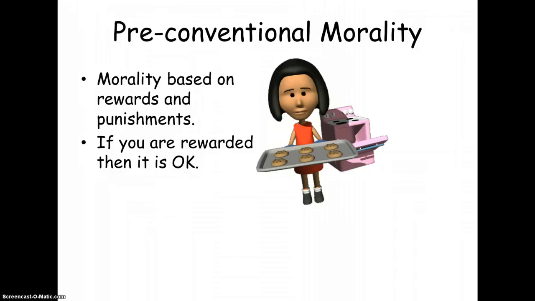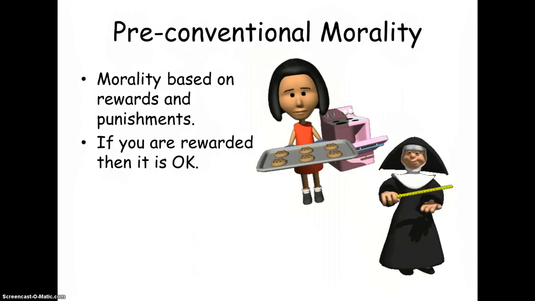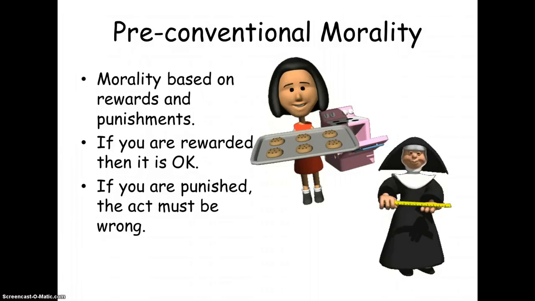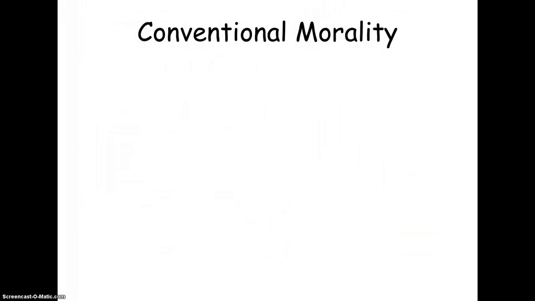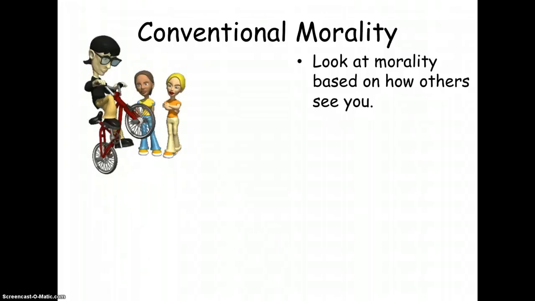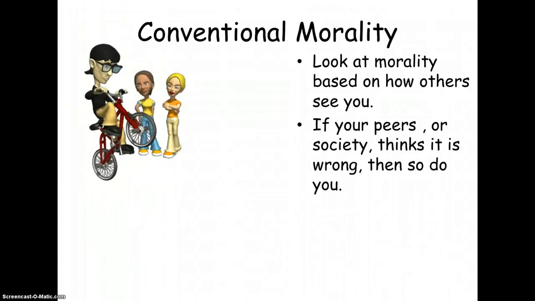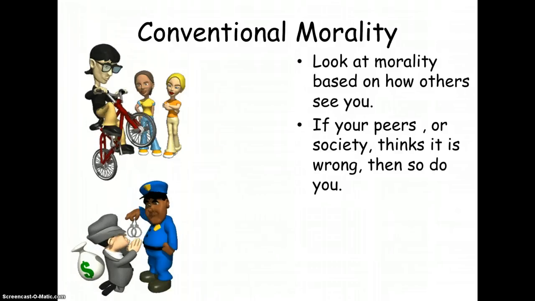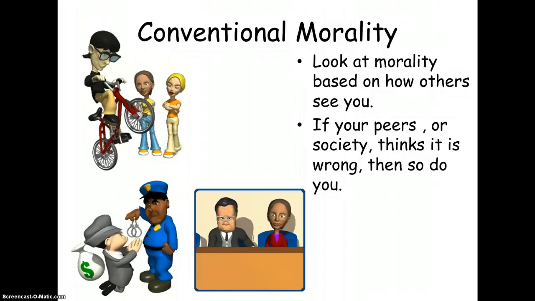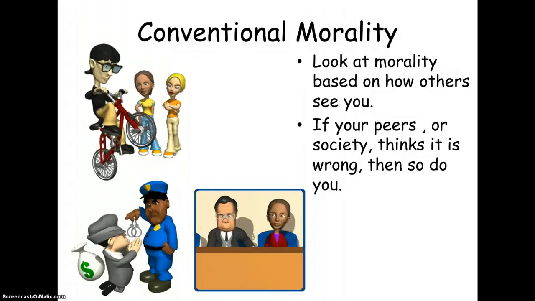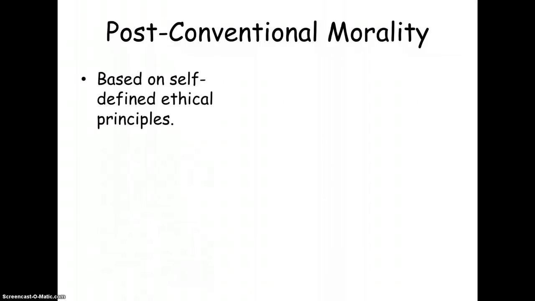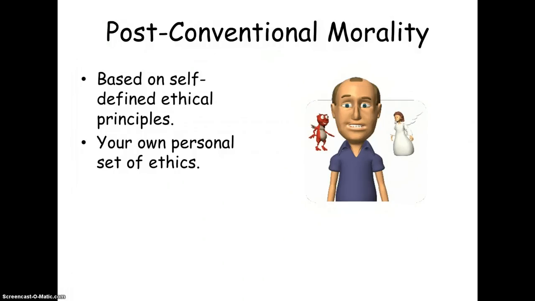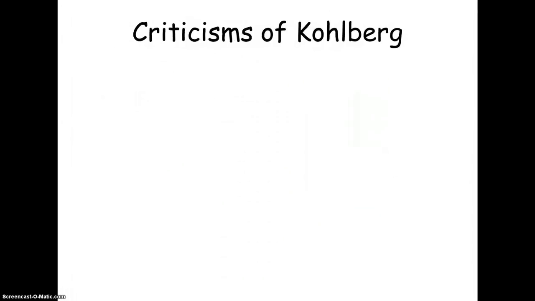Our pre-conventional morality is morality based on rewards and punishments. If you're rewarded for whatever it is, then it's okay, and if you're punished, the act must be wrong. Generally speaking, this is before the age of 9. Then we have conventional morality. So morality is looked at based on how others see you. If your peers or society thinks it's wrong, then so do you. So generally this is by early adolescence, and morality focuses on caring for others and on upholding laws and social rules, simply because they're the laws and the rules. Finally, we have post-conventional morality. This is based on self-defined ethical principles, so your own personal set of ethics.